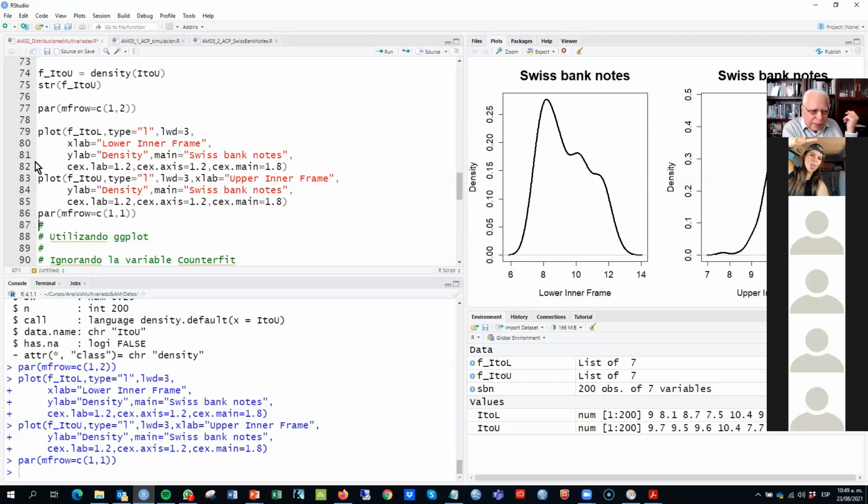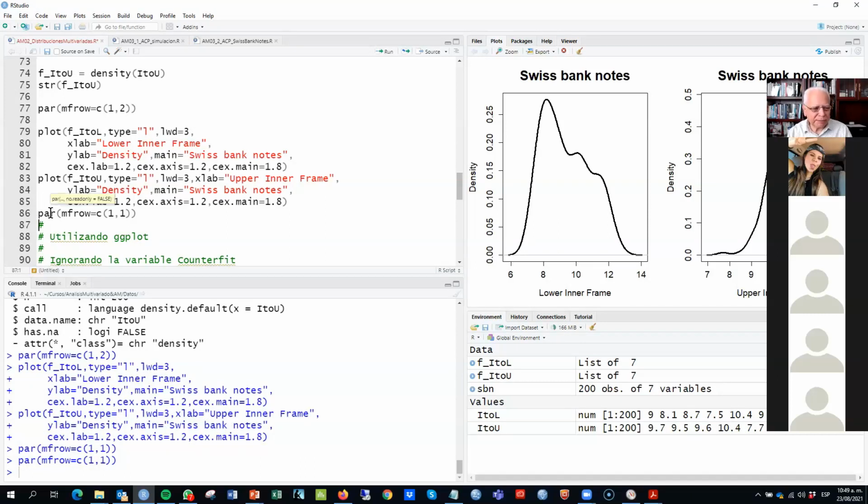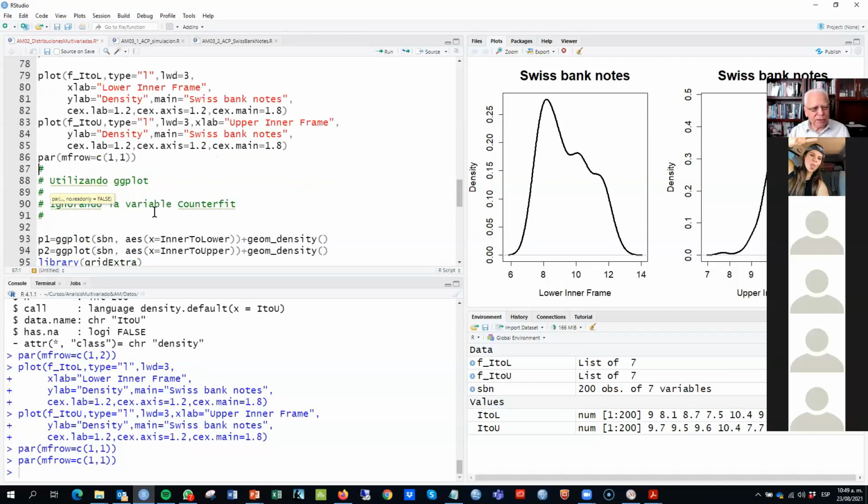Par is a function for the graphics parameters, not for ggplot, but for the normal plot parameters from R. ggplot is a package that comes apart and has some nice features to produce nice graphs for publication and stuff like that. So I reset it. If you see here, I'm returning to one plot in each of these panels, just one plot. So I set it up to 1,1.